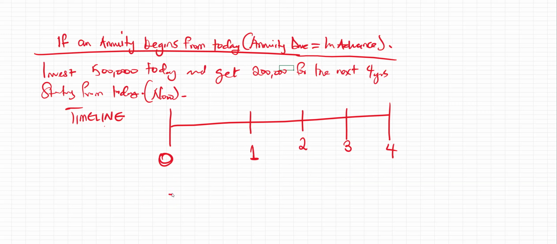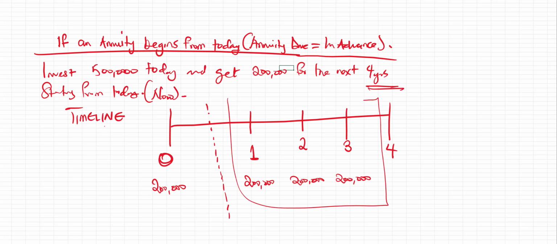So I'm saying that if you invest today, you are getting how much? 200,000. So we are getting 200,000 starting from today, right? Another 200,000, another 200,000, and another 200,000 for 4 years, right? 4 times. If I'm getting it 4 times, how many periods would I get? Apart from now, the rest I'll get for only how many periods?